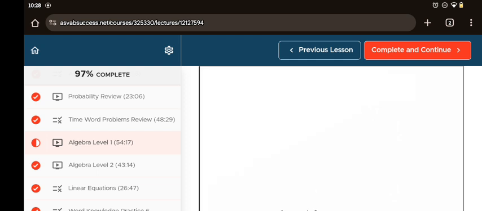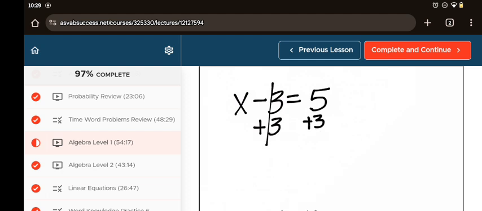Okay? Let's do one more example. So we have x minus 3 equals 5. How do I get x by itself? Well, it has a 3, and it's minus, so I have to do the opposite. So I'm going to do plus 3, plus 3. That cancels out. Now I'm left with only x on this side. I bring down my equal sign, and 5 plus 3 is 8. So x equals 8.